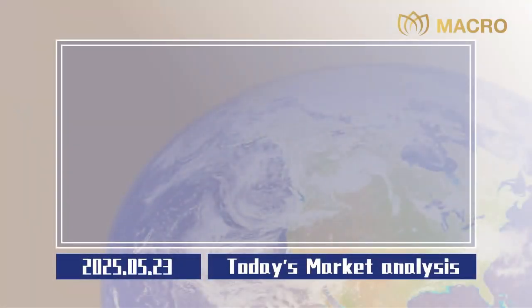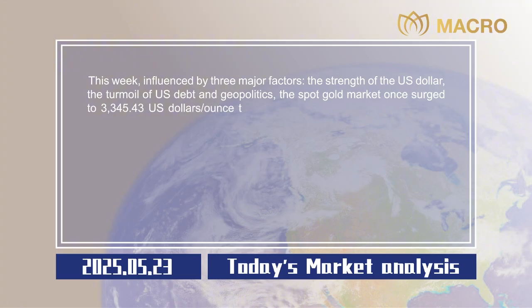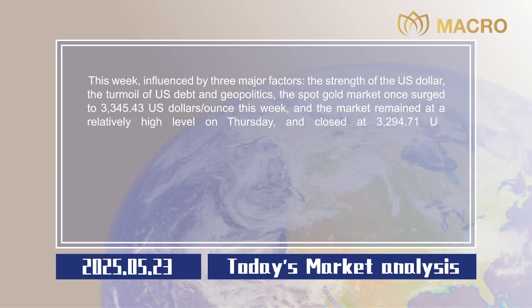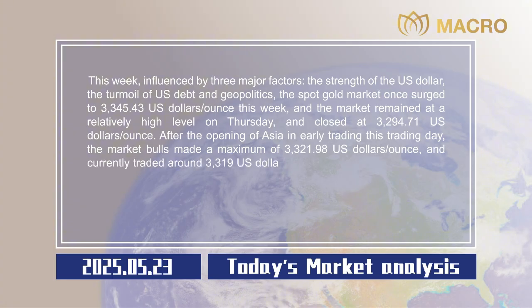Market analysis. This week, the market was influenced by three major factors: the strength of the US dollar, the turmoil of US debt, and geopolitics. The spot gold market once surged to $3,345.43 US/ounce this week, and the market remained at a relatively high level on Thursday and closed at $3,294.71 US/ounce. After the opening of Asia in early trading this trading day, the market bulls made a maximum of $3,321.98 US/ounce and currently traded around $3,319 US/ounce.